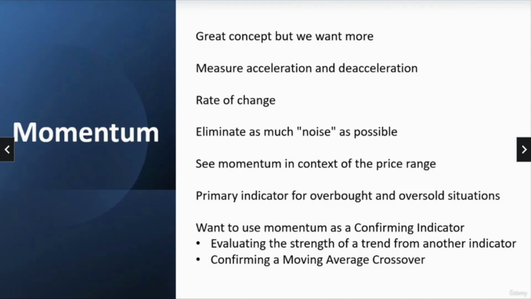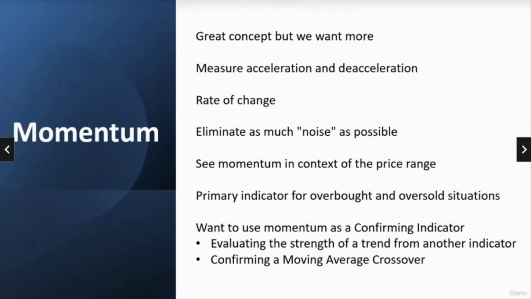A lot of people like to use momentum more so as a confirming indicator. I like that idea too. It helps you evaluate the strength of a trend that another indicator is saying exists. So your primary indicator is saying there is a trend, whether it's up or down. And maybe it's something like a moving average crossover, whether it's price crossing the average or the two averages crossing over each other.